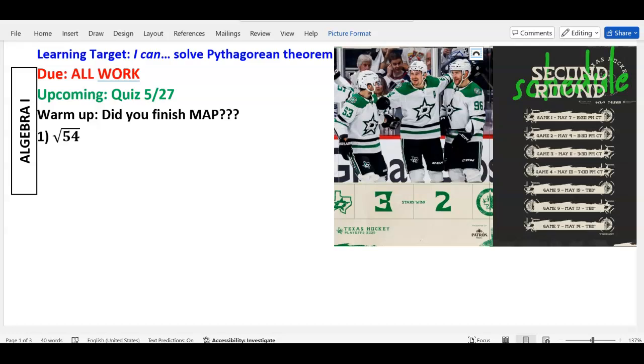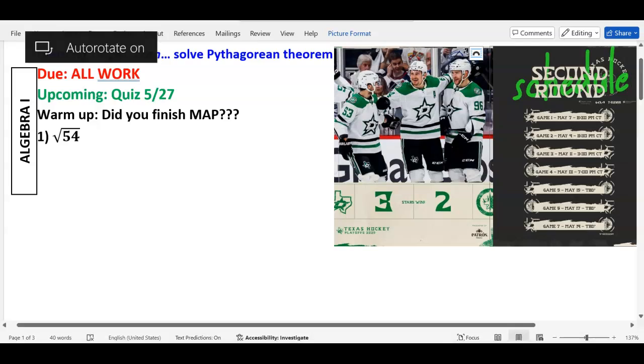All right. Everyone's looking up here? No headphones? Right? All right. So check it out. If you didn't finish MAP first, don't worry about what we're doing. Make sure you do that first.